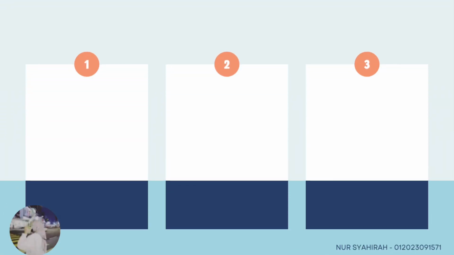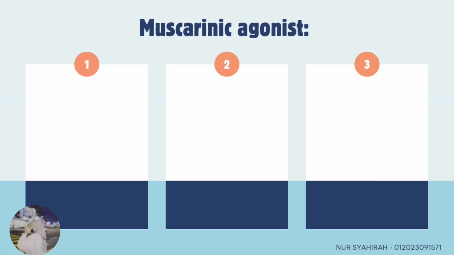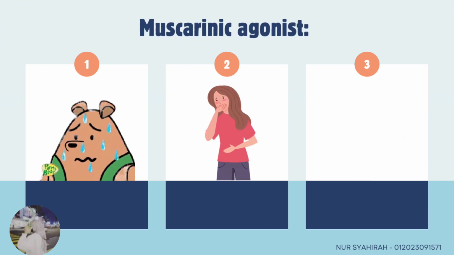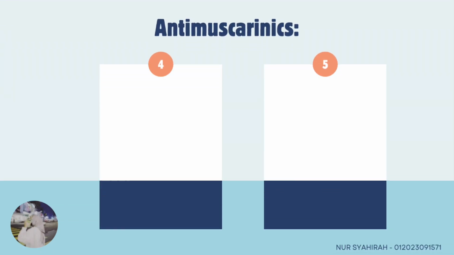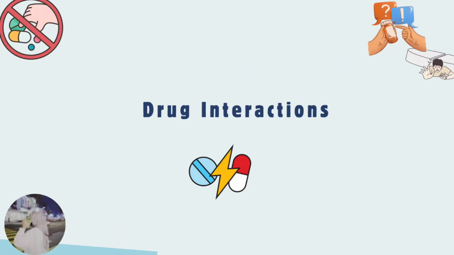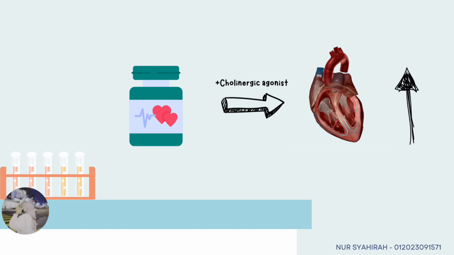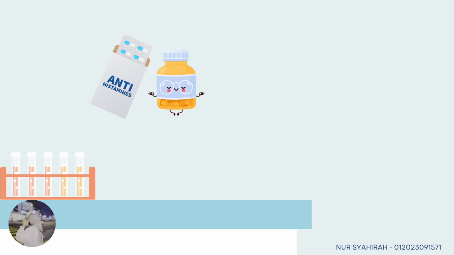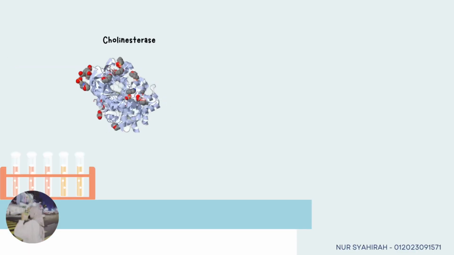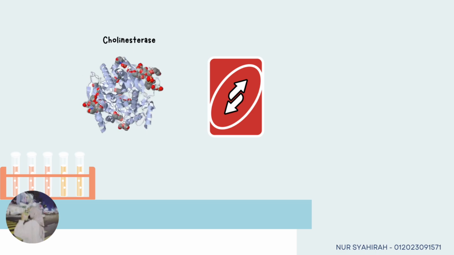Side effects depend on the drug type. Muscarinic agonists may cause sweating, nausea, and also abdominal cramps. Meanwhile, antimuscarinics may lead to dry mouth and also constipation. Cholinergic drugs can interact with many medications. Beta blockers may increase bradycardia when combined with cholinergic agonists. Antihistamines, antipsychotics, and tricyclic antidepressants can enhance the anticholinergic side effects. And lastly, cholinesterase inhibitors may reverse the effect of neuromuscular blockers like pancuronium.